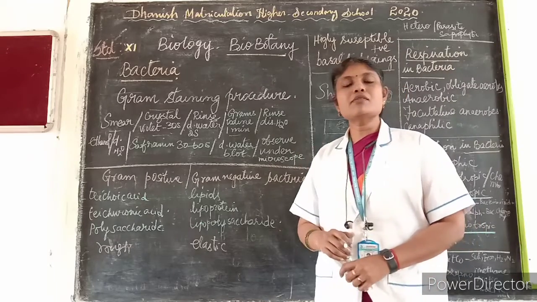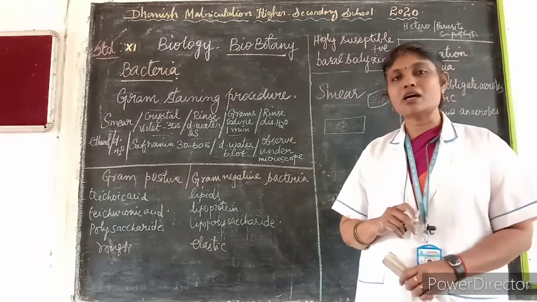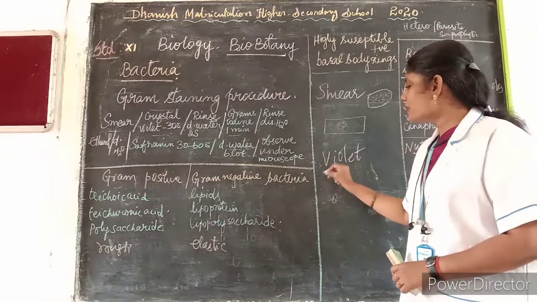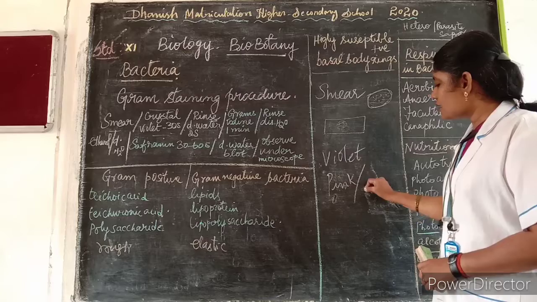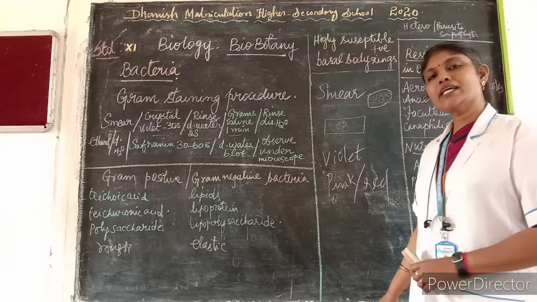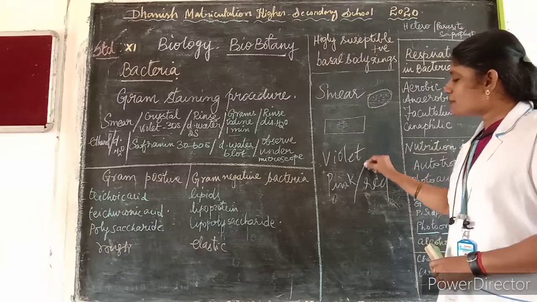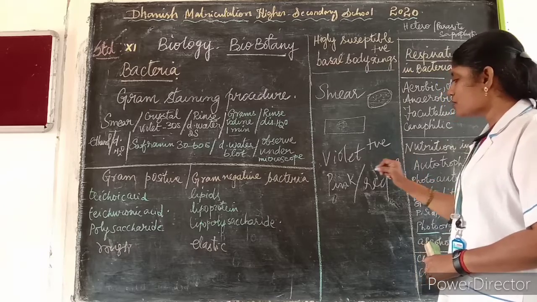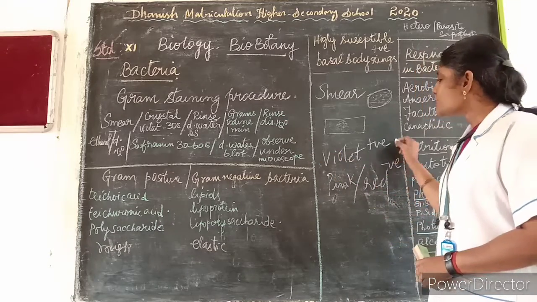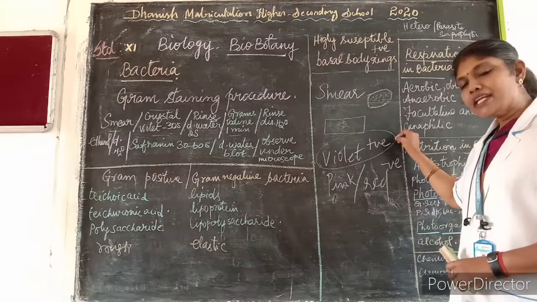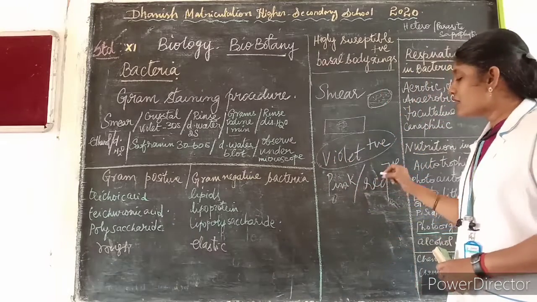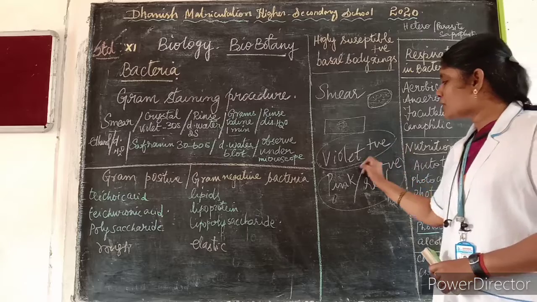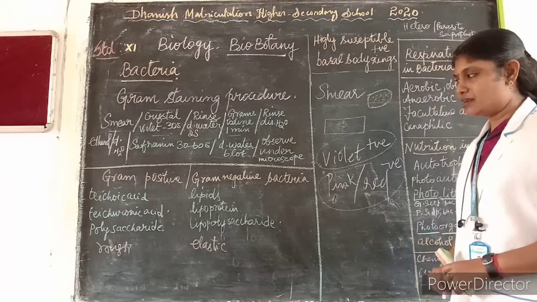When it was observed under the microscope, some of the bacteria appeared in violet color. Some of the bacteria appeared in pink or red color. These bacteria are classified as gram-positive and gram-negative bacteria using the gram staining procedure. When it responds and takes up the violet color, it is called gram-positive bacteria. When it does not take up the violet color, it is not responding to gram staining, so it is called gram-negative bacteria.